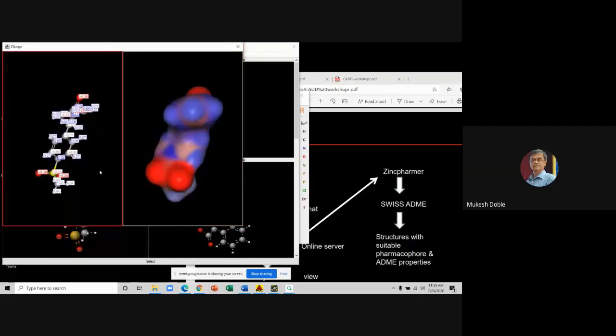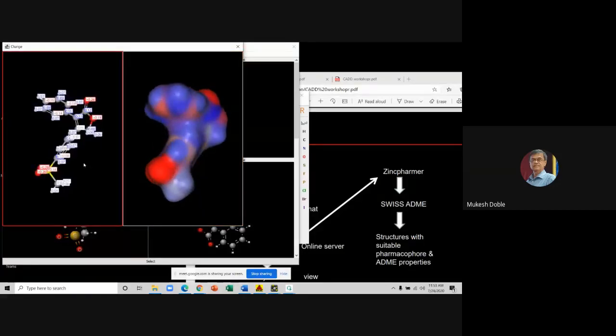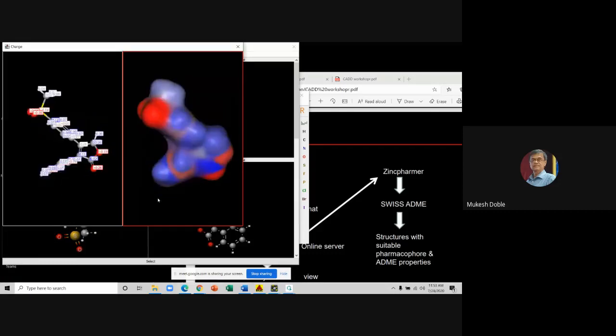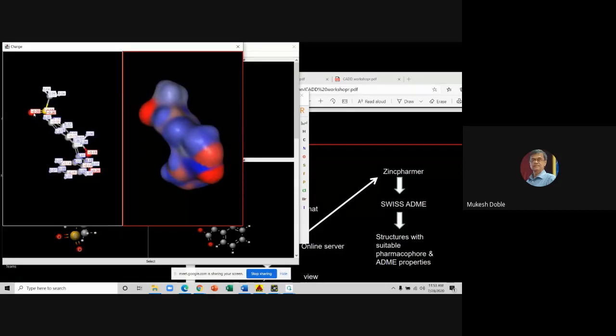So this is the charge distribution on rofecoxib. All the negative charges are given as a red color, positive is given as blue, and all the carbons, oxygens, nitrogen are given like this. So you can see oxygens here.